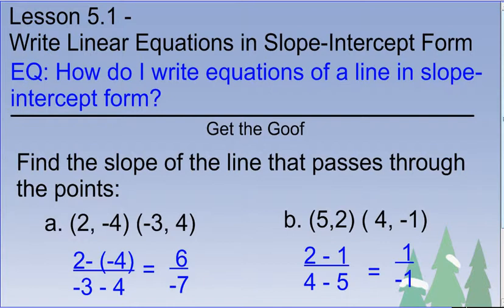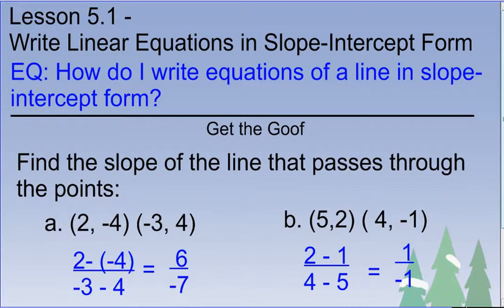Since we're starting a new chapter, this chapter is all about different ways of writing the equation of a line. Specifically, we're going to talk about three different ways. One is slope-intercept form, which is this lesson. One is standard form, which we've seen before. We just really didn't use it that much. And the other is called point-slope form, which you've never ever seen before.